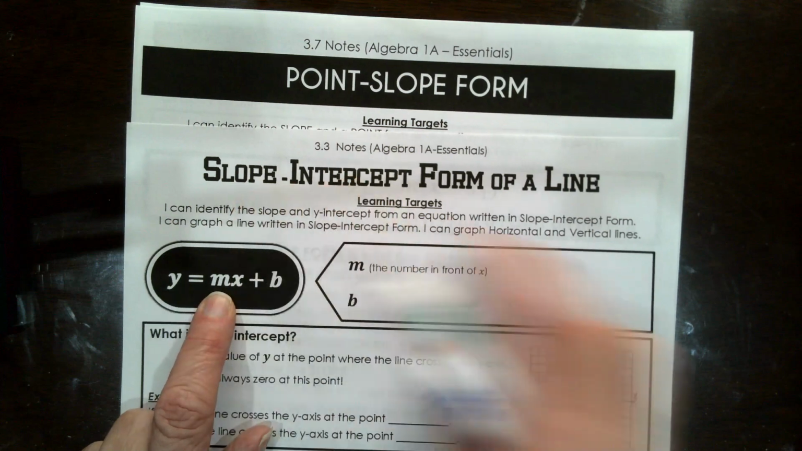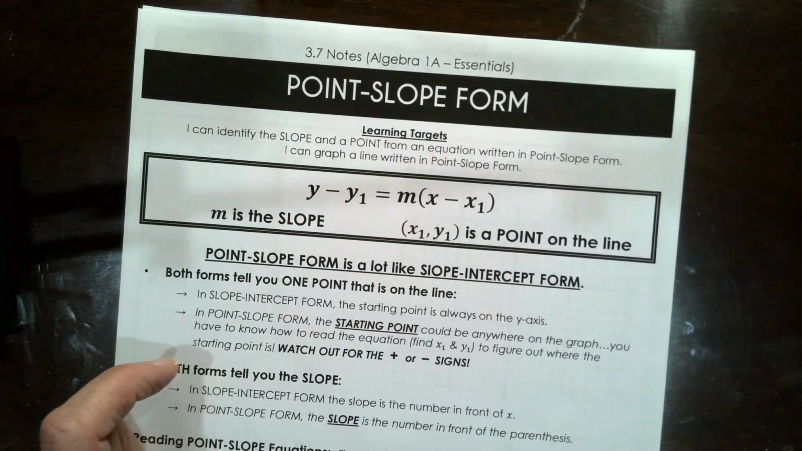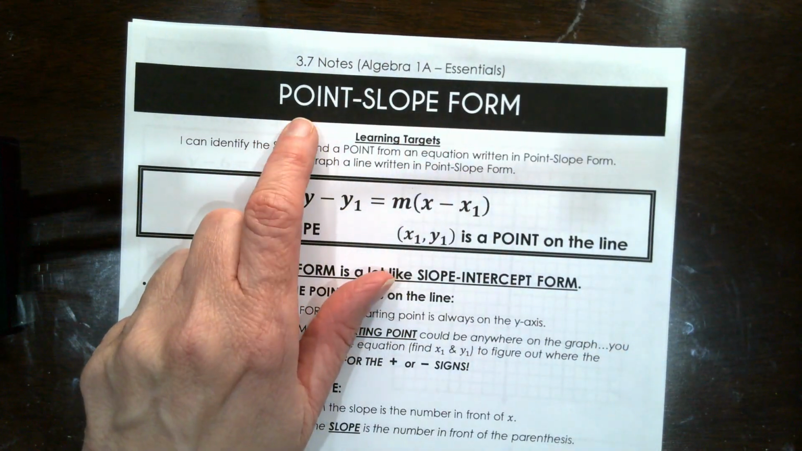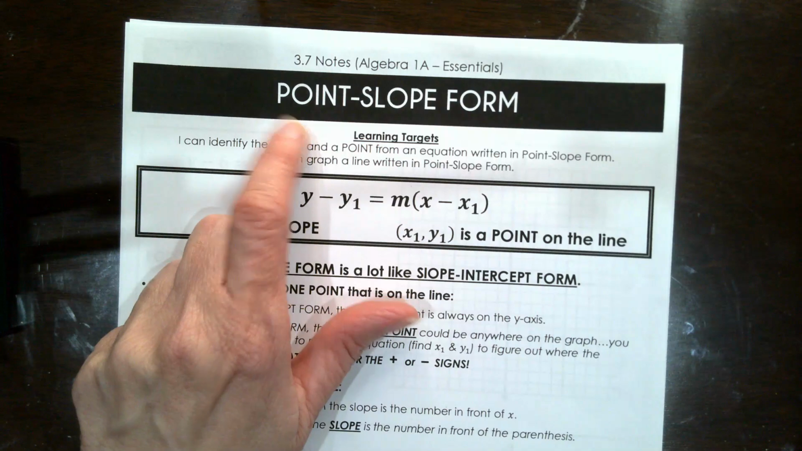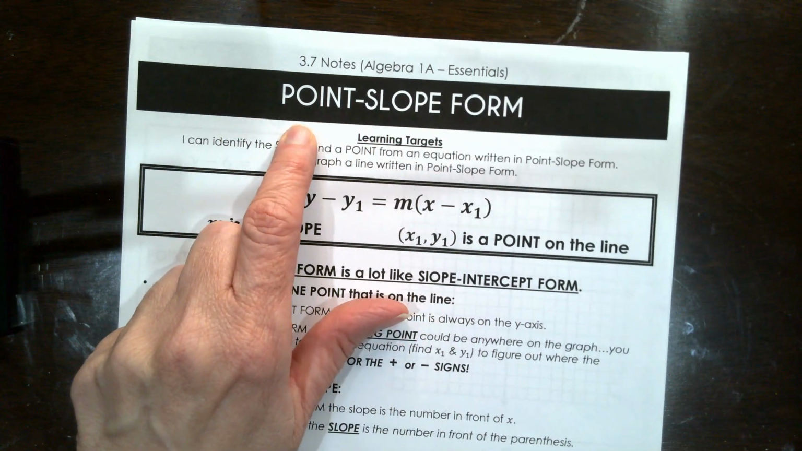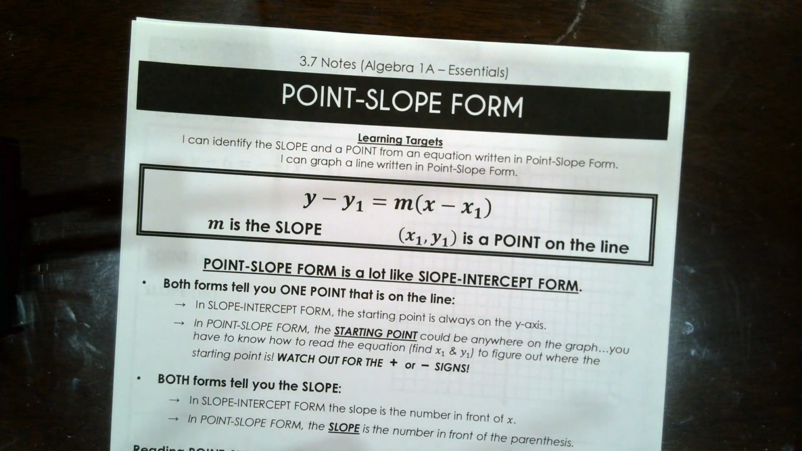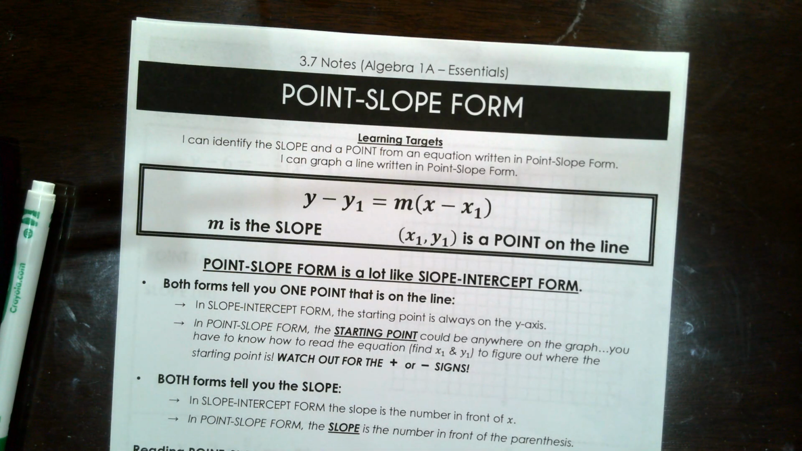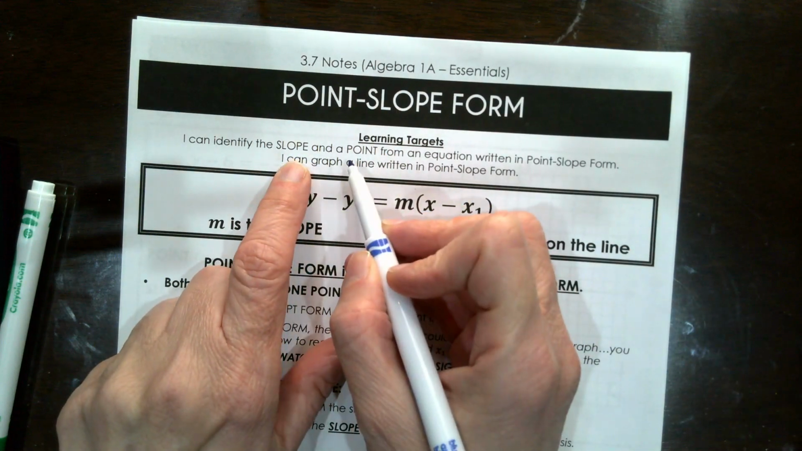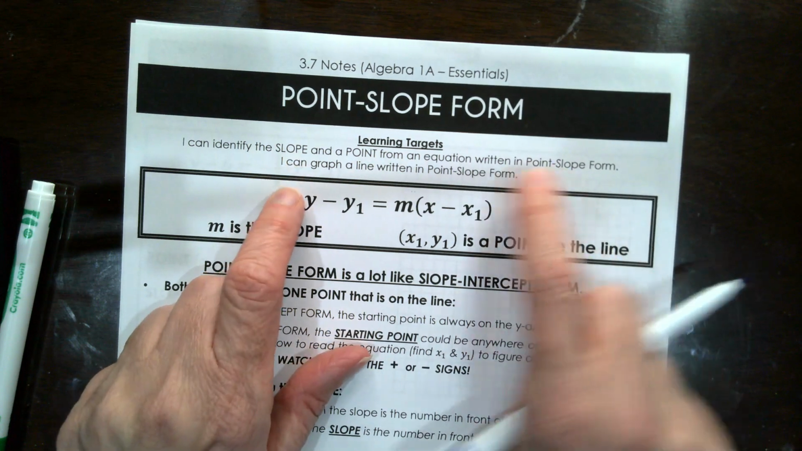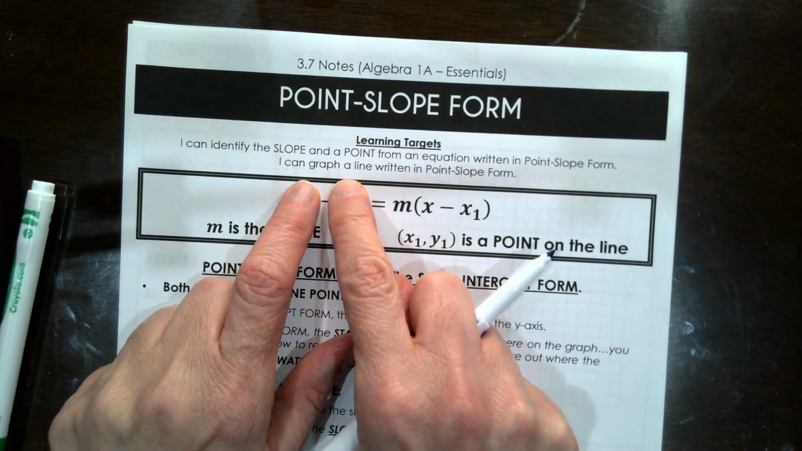So slope-intercept. Now, point-slope form, same thing. We have a point. We have a slope. The thing that's different, though, is the point is not on the axis. It's a point just anywhere on the graph, okay? So what are our learning targets today? I can identify the slope and a point from the equation. So we're going to learn how to read the equation in point-slope form. And then we're also going to learn how to graph those.